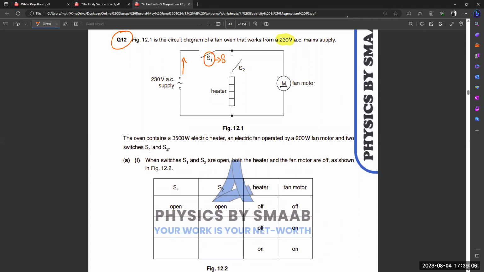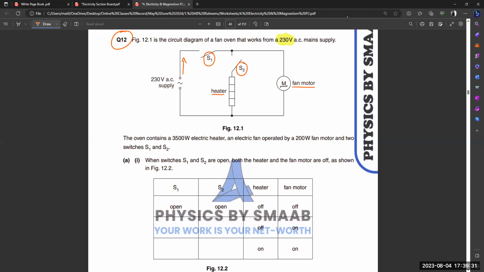Like the switches we use in our homes to turn on and turn off a component or any device. And there is another switch, S2, over here. So there are two switches, so we can operate the circuit according to our choice. There is a heater connected in the circuit and a fan motor connected in the circuit. So it means that we can turn both on and off at the same time, or alternatively.